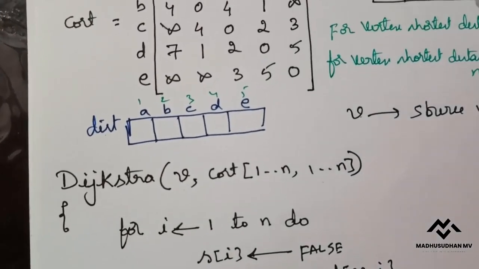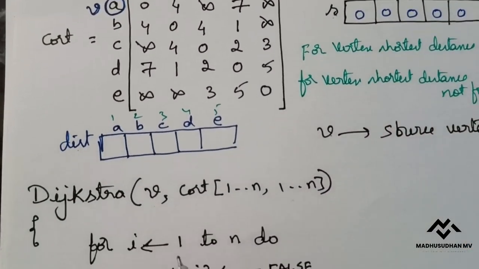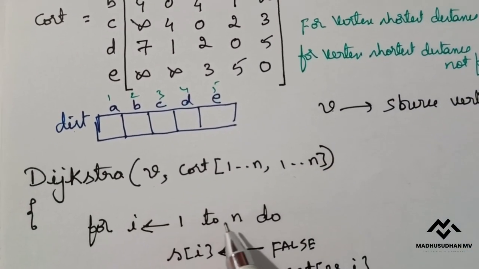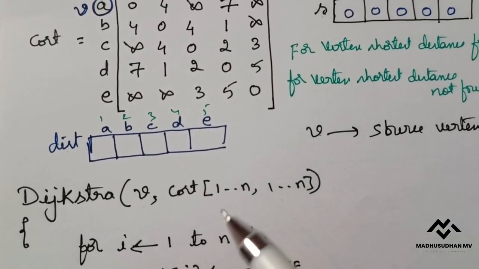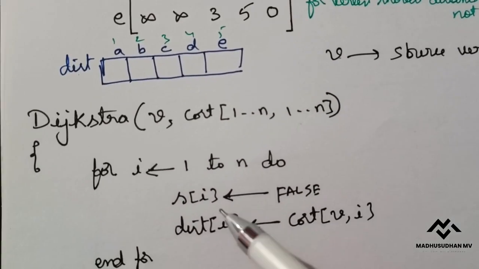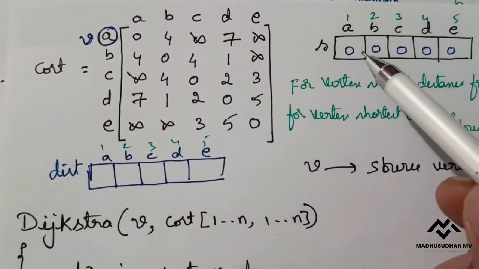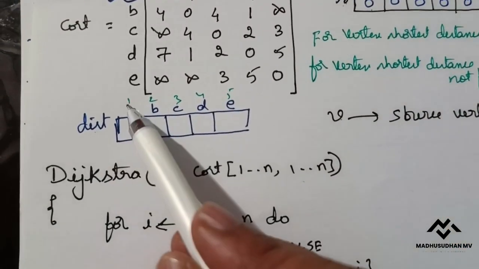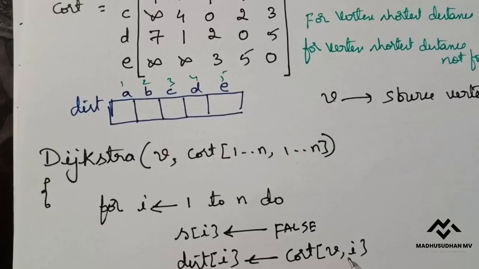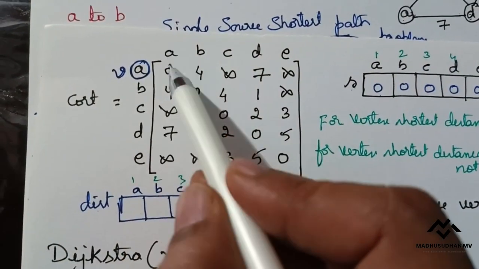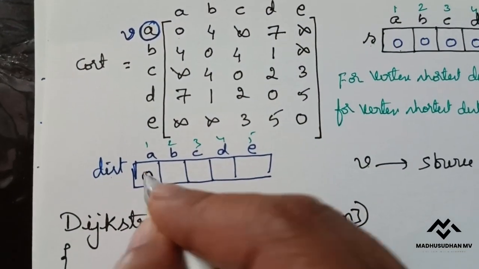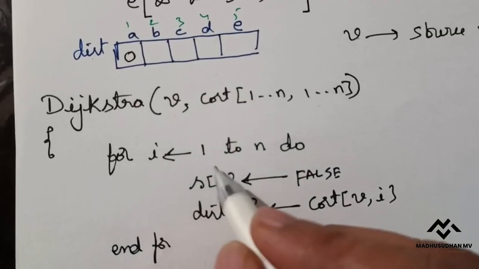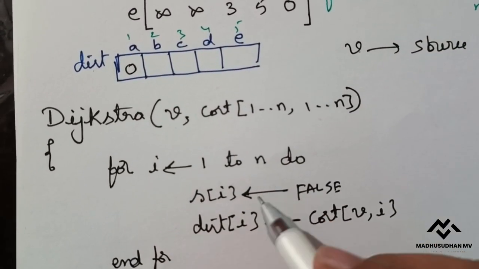So this is just initializing. Hope you understood. Initially i is equal to 1, and n is actually 5. 1 is less than or equal to 5, true, so it comes inside. S of 1 is equal to 0. This is done. Then distance of 1 is cost of v comma i. With i equal to 1, v comma 1 is 0, and this 0 I put here. After that it goes back, i becomes 2, 2 is less than 5, true, so it comes inside.